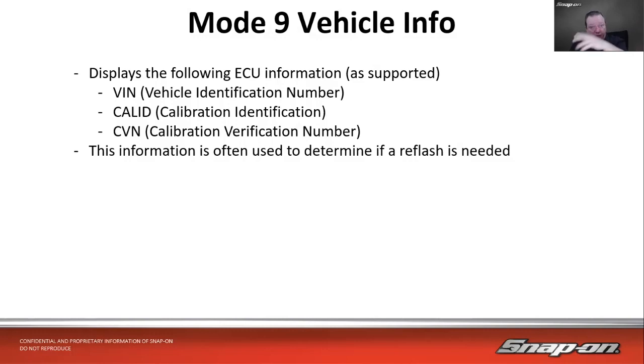The calibration identification will be basically, here's the software version that's on this computer. And then the calibration verification number means we went through it and checked, make sure everything was installed properly and the software is correct, and it should have a calibration verification on it. So that's often used to determine if a reflash is needed. I know at Subaru, they use this quite a bit. They've since changed the way they do it, but I'm going to show you an example in a little bit. And I'm sure there's other manufacturers that do it as well.